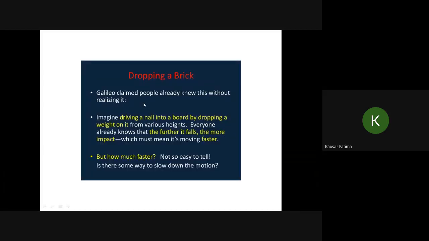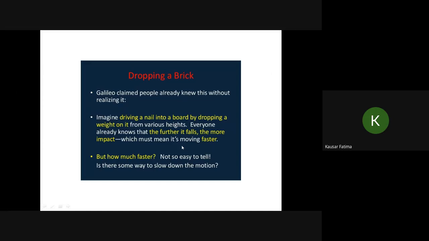So Galileo claimed people already knew this without realizing it. He thought people knew it, but they didn't realize it. Now imagine driving a nail into a board by dropping a weight on it from various heights. Everyone already knows that the further it falls, the more impact, which must mean it's moving faster. It means from a greater height, it will produce more impact.